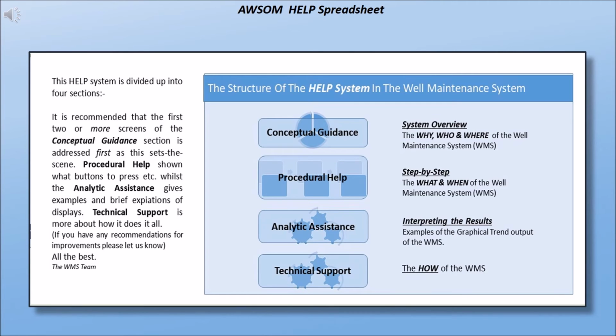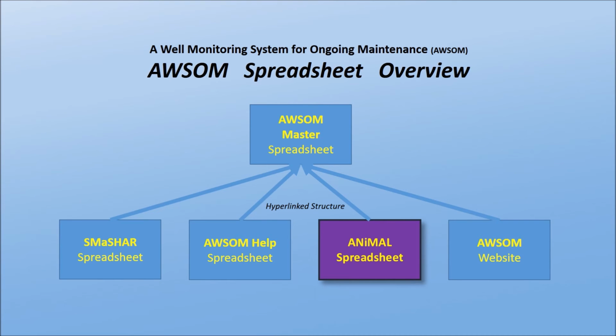So I think obviously sometimes we need the concepts and conceptual guidance as well. And analytical. We need all 4 aspects of help. And this is what we try and do in this separate spreadsheet, rather heavy spreadsheet, but it seems to work quite well. Now we come to the animal.